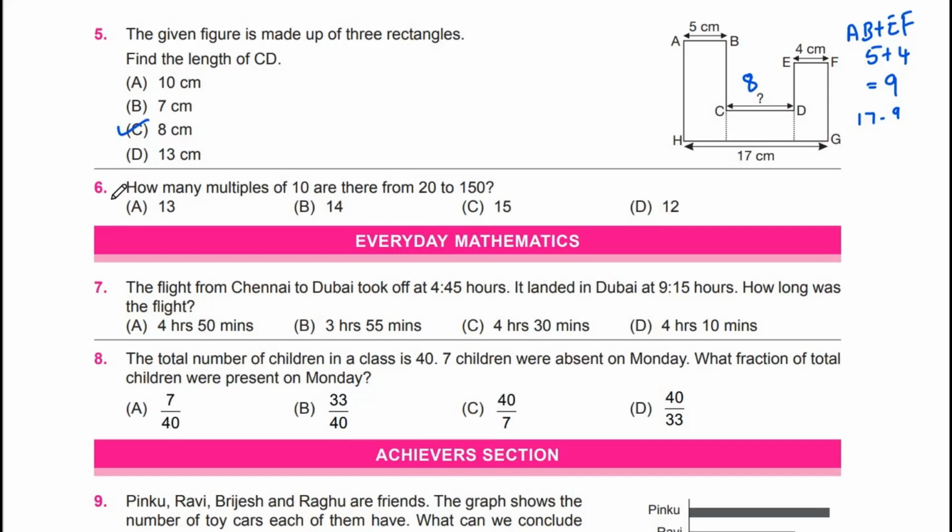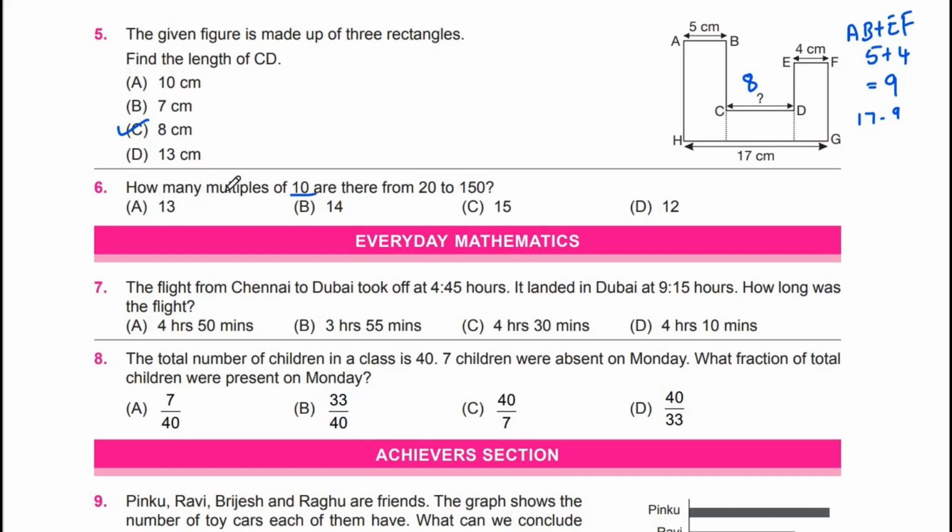So now let's see the 6th question. How many multiples of 10 are there from 20 to 150? So they are asking the multiples of 10. So the multiples of 10s are pretty easy. I think you all know what are the multiples of 10. Right, they are 10, 20, 30, 40, 50. You can keep telling it. So it is a very easy multiple.